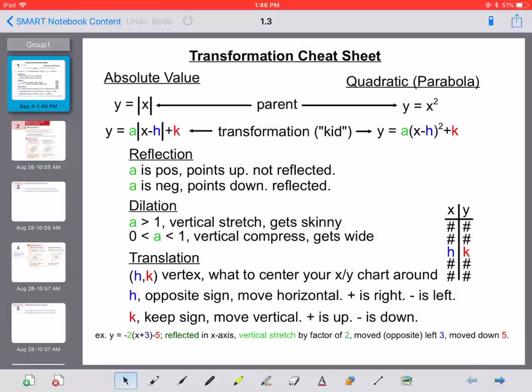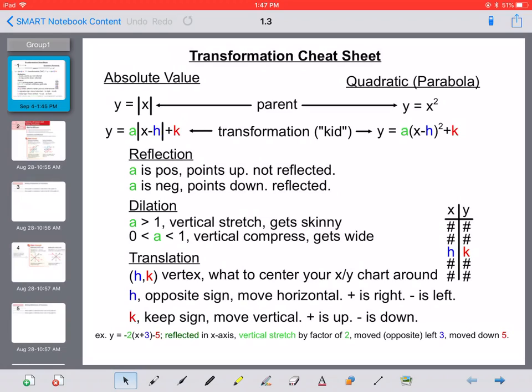All right, we're going to pick up with Chapter 1, Section 3. We're going to be transforming linear and absolute value functions. We just finished talking about transforming the parent functions. We learned about the four parent functions: the constant, the linear, the absolute value, which looks like a V, and the parabola or the quadratic, which looks like a U. We learned what those parent functions were, and we transformed them, and we recognized the changes from the parent to what we'll call the kid, the thing that has been transformed.